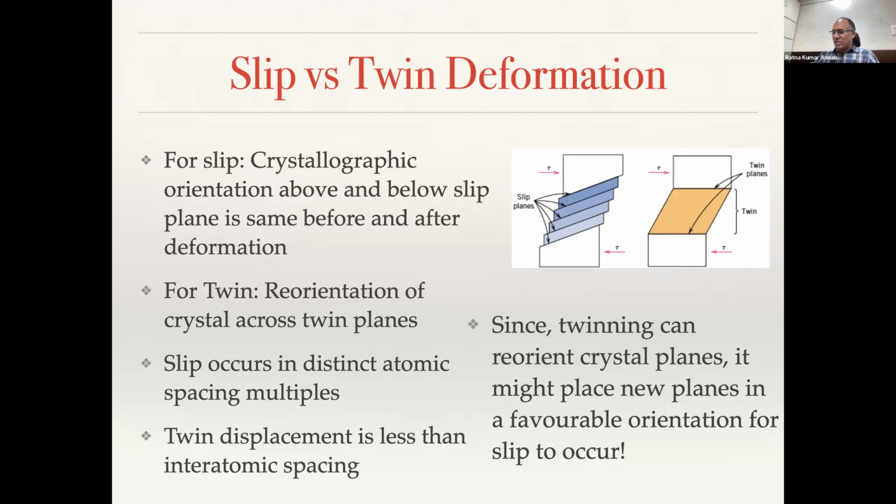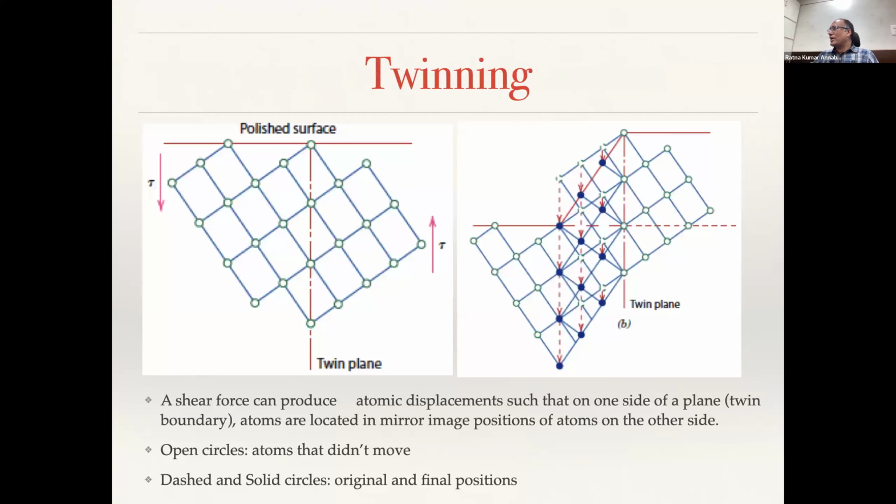As you know, slip usually happens in integer multiples of interatomic spacing. So the Burgers vector will be either one interatomic spacing or two interatomic spacings. That means it happens in integer multiples. Whereas twinning can happen in less than an interatomic spacing, because as we have seen, twinning requires... So here it has not moved even one interatomic spacing. It has moved more or less half the interatomic spacing.